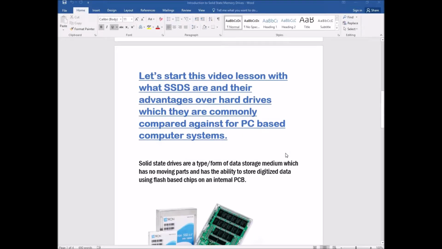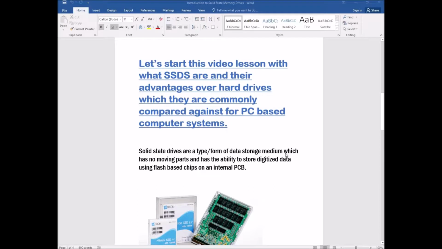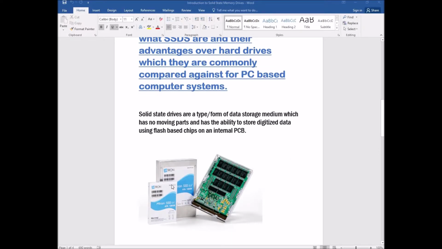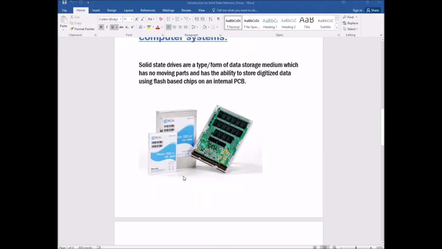Solid state drives are a form of digital storage medium which has no moving parts and has the ability to store digitized data using flash-based chips on an internal PCB. I'm not sure what this brand is, although I'd like you to know that they're not a sponsor, although they had a picture which I thought I'd include within this presentation for a visualization.